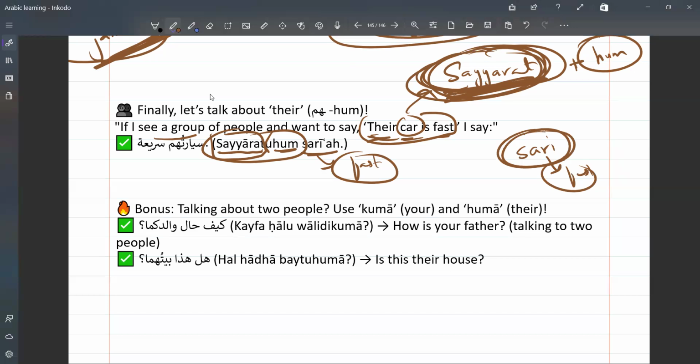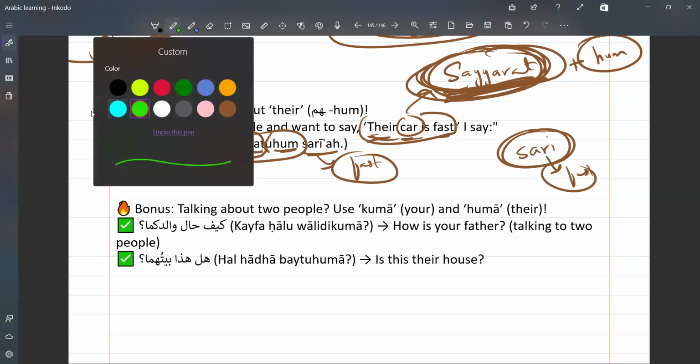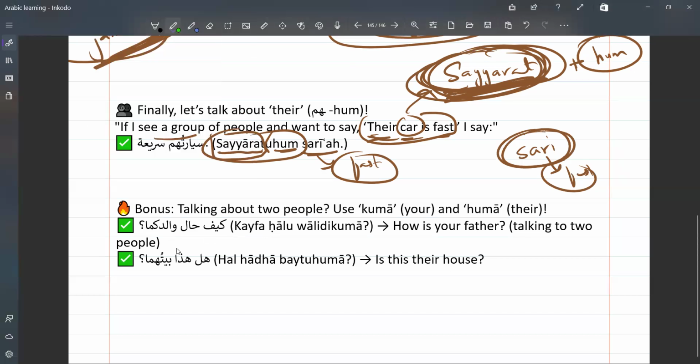So moving forward, the last thing. If we are talking about two people, then we add the word kuma for your and huma for their. So for example, if I want to say, how is your father? And I'm talking to two people, I will say, kaifa means how, halu, kaifa halu, right?